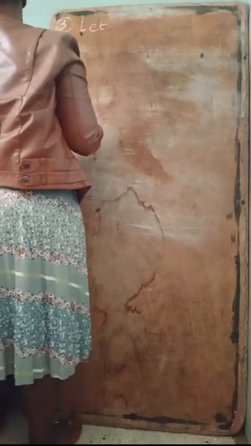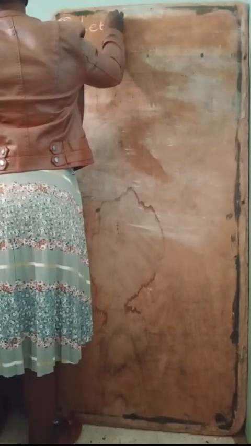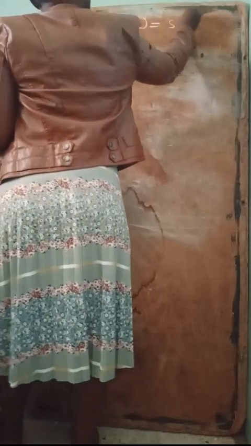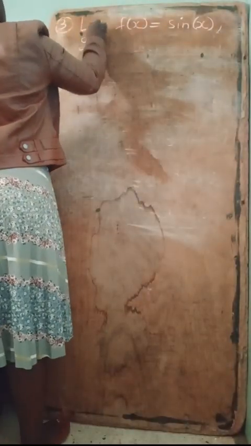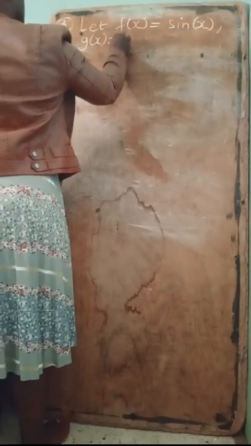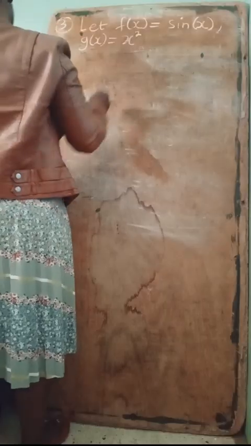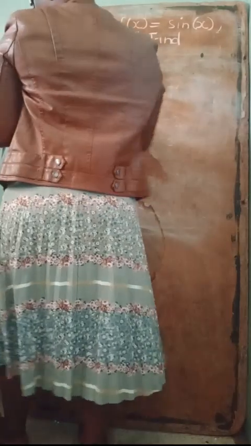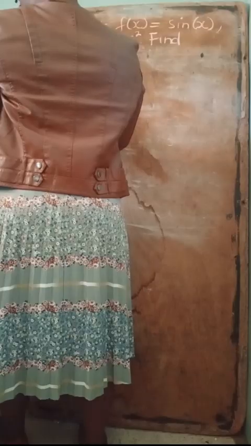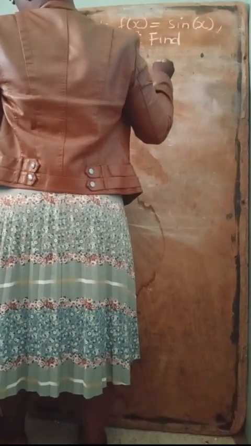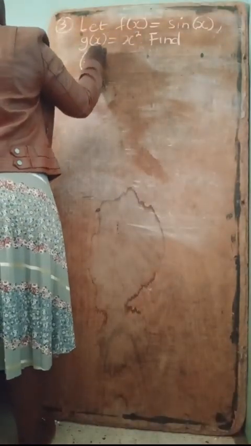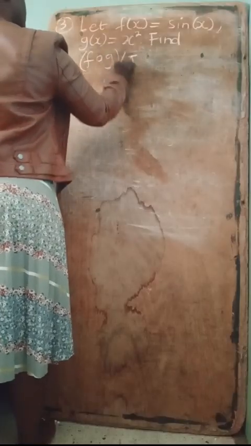Let f(x) be equal to sine x and g(x) be equal to x squared. Find f of g of pi.